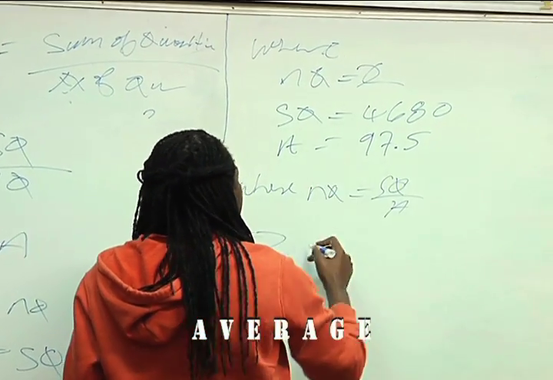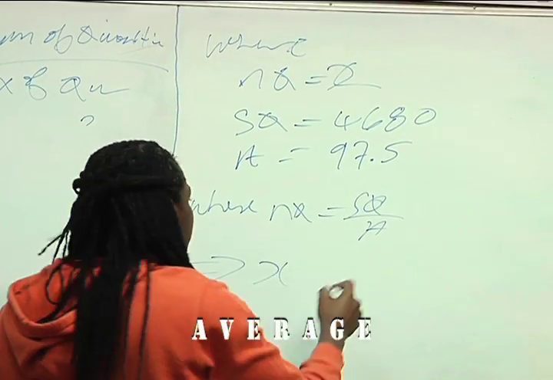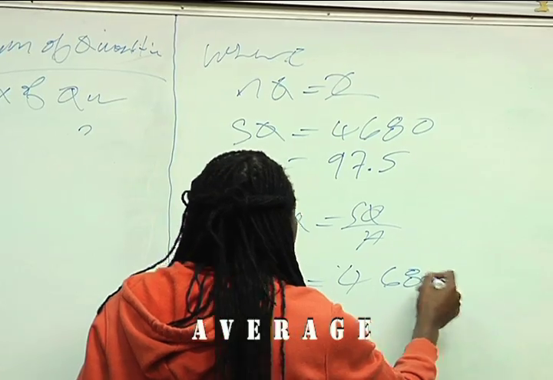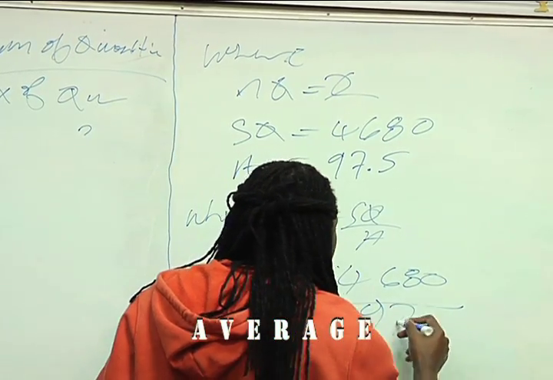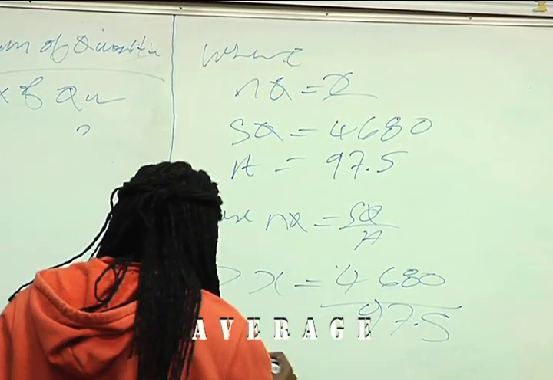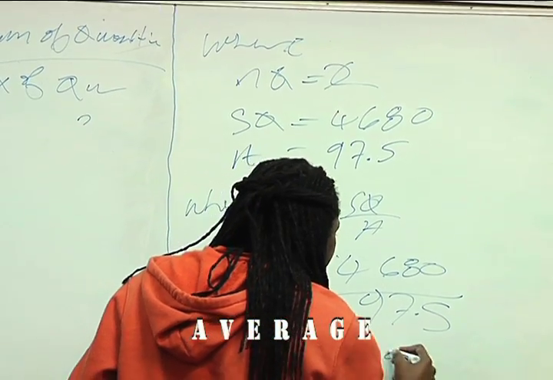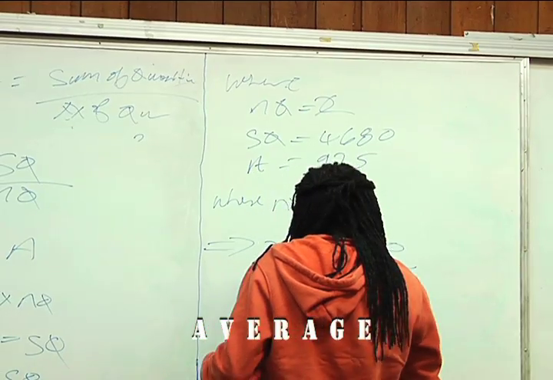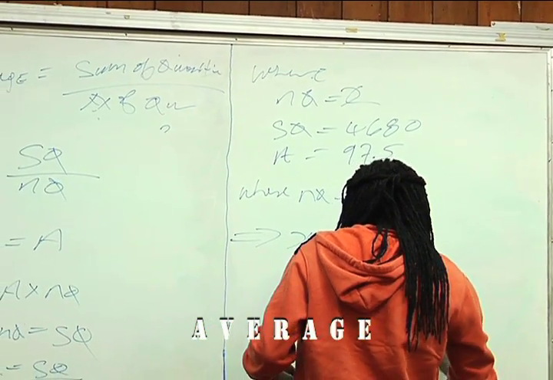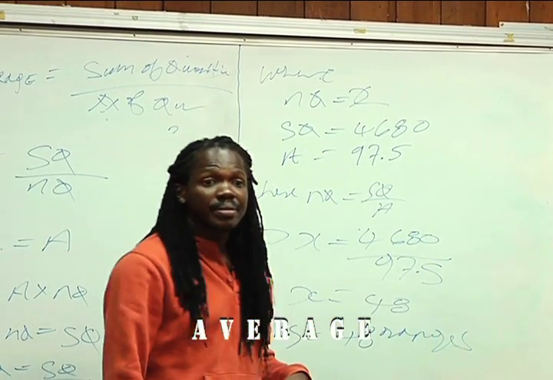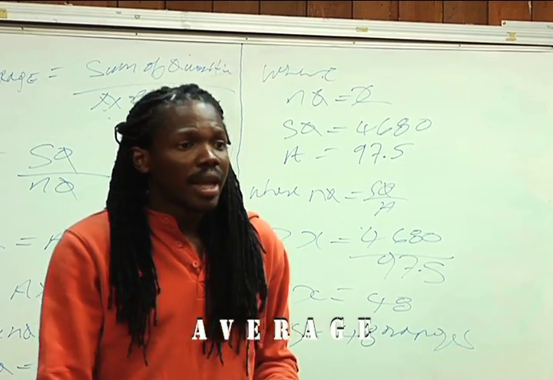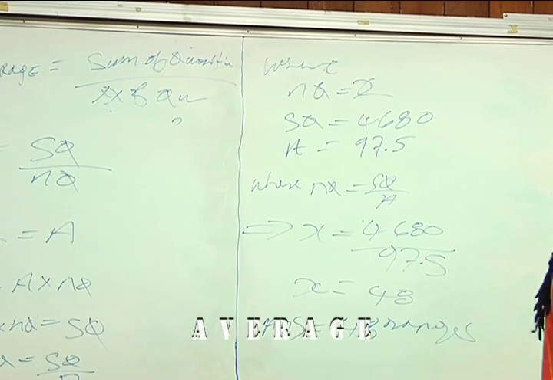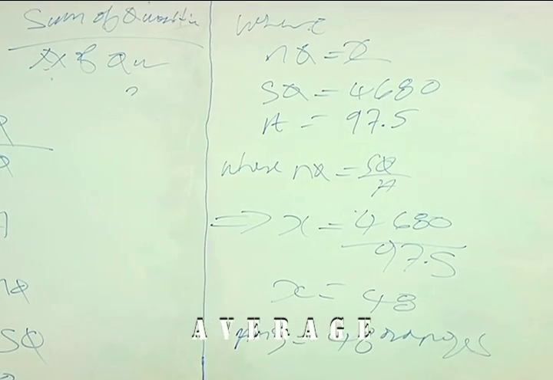So we just put these in now. This implies that NQ, X, equals SQ, 4680, over A, 97.5. Work that on the calculator. 48. That means the answer equals 48 oranges. So it's simple. Come again now.